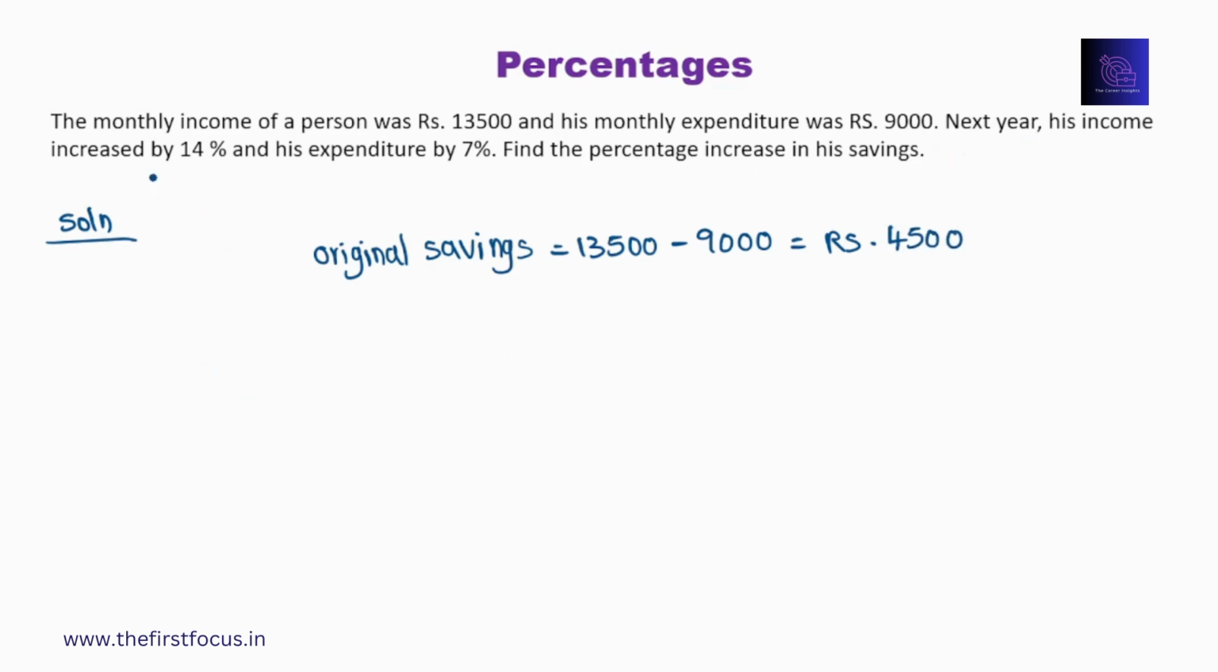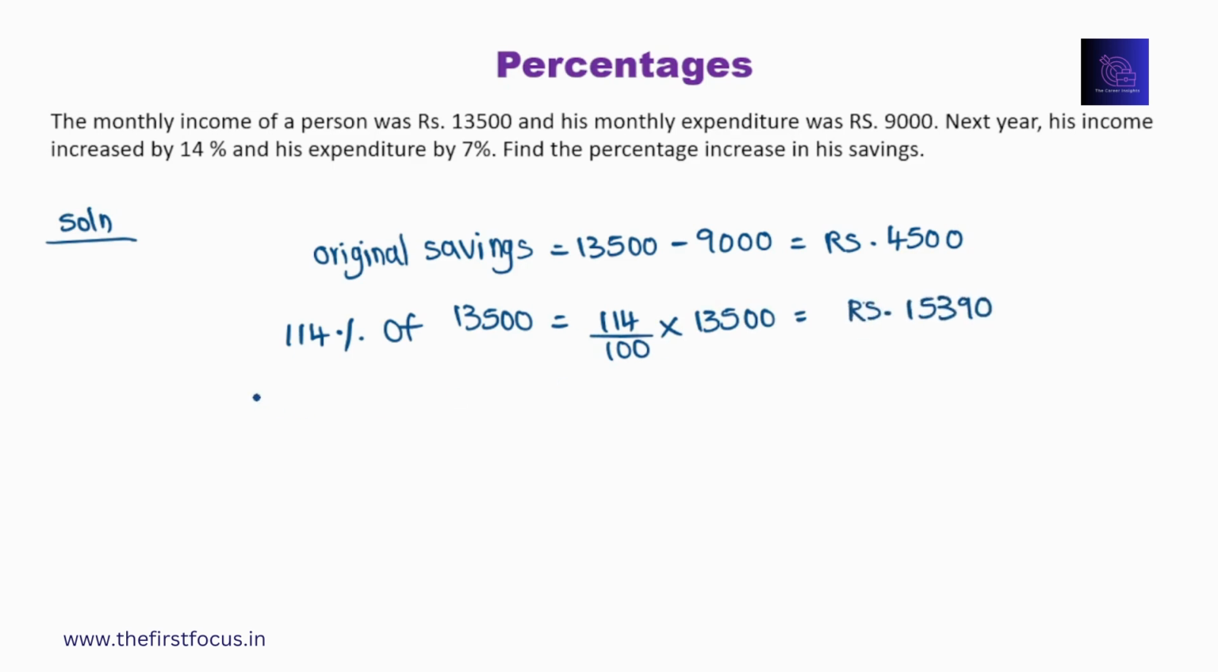His income is increased by 14%. 100 plus 14, 114% of his income. His income is 13,500. 114% of his income, 13,500, is rupees 15,390.